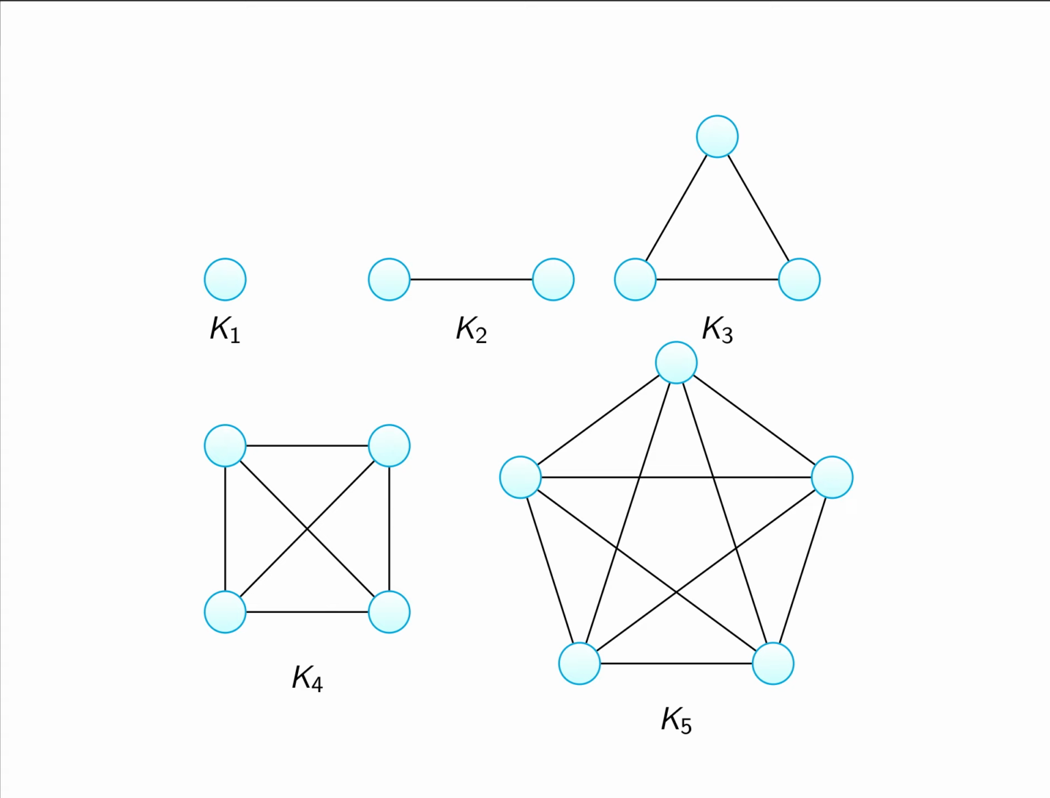Here are the first few complete graphs. K1 has no edges because there are no other vertices to connect to. K2 has only the one edge because there's only one way to make a connection. And as the number of vertices gets larger, the graph gets more interesting looking. Here's K5, that has 5 vertices and an edge that connects every possible pair of vertices. Remember, there are no loops and no parallel edges because these are simple graphs.